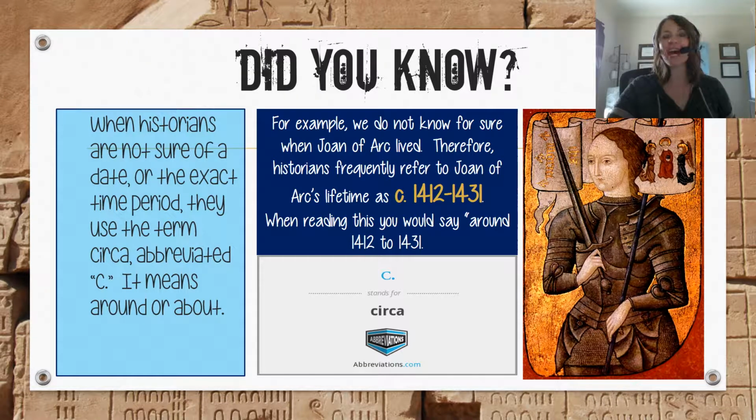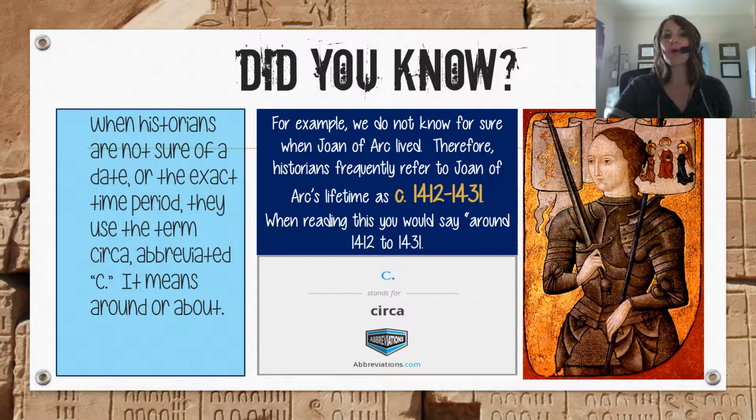All right, here's just another fact for you. Did you know? When historians are not sure of a date or the exact time period that something happened, they will use the term circa, abbreviated with just a C, and it means around or about.